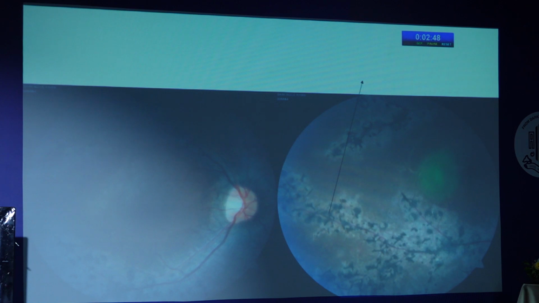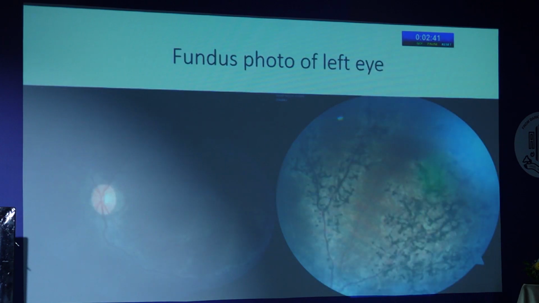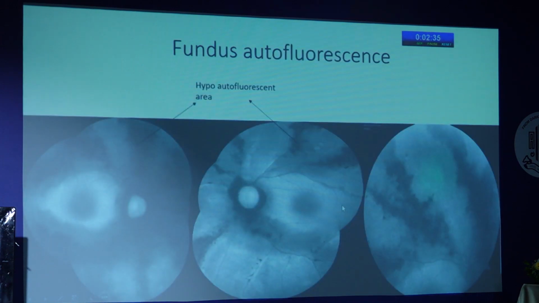So this is the right eye fundus photo, which shows the pigment clumps at the paravenous area. The fundus photo of the left eye also shows the pigment clumps over the paravenous area. This is the fundus autofluorescence, which shows the hypoautofluorescent areas that correspond to the pigment clumps.